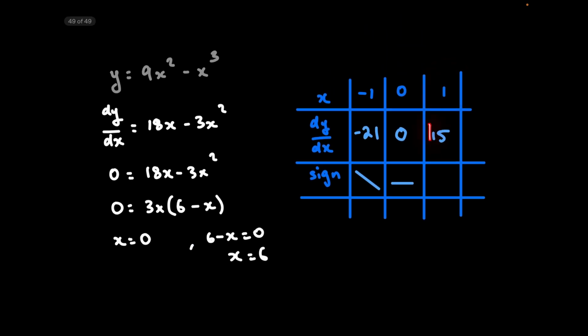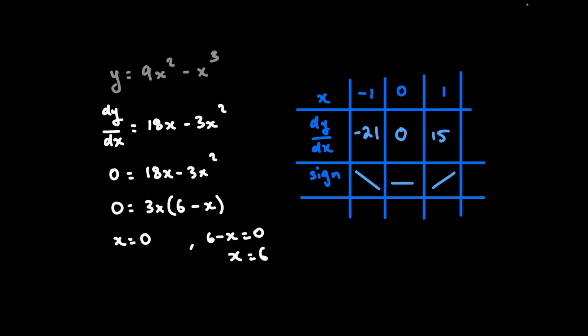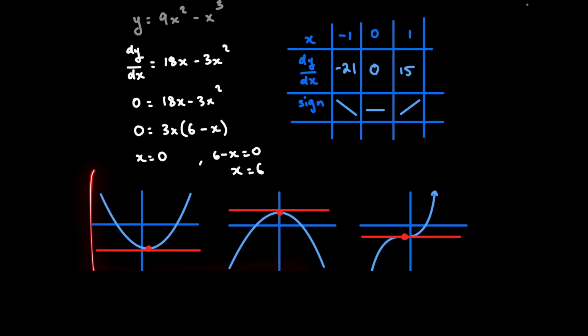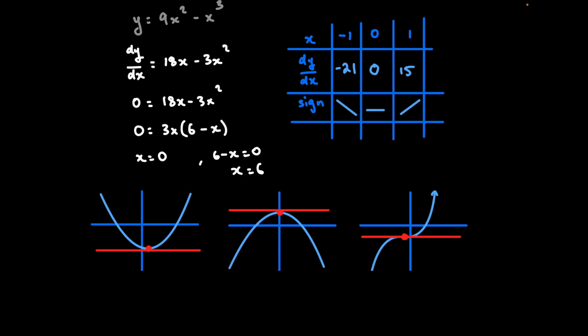And then when x equals 1, my gradient is more than 0. My gradient is positive, so that means my tangent line will be rising like this. So that means I can write it like this. So now we can look at our sign test, and we can ask ourselves, which one of these three images does our sign represent the most?